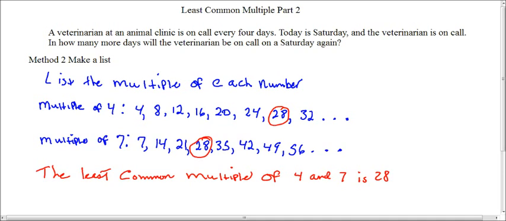So again, that's the strategy for it. We have one more method that we want to take a look at, and I will show you that shortly. Okay, see you soon.